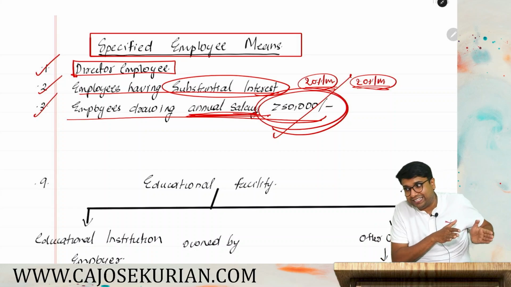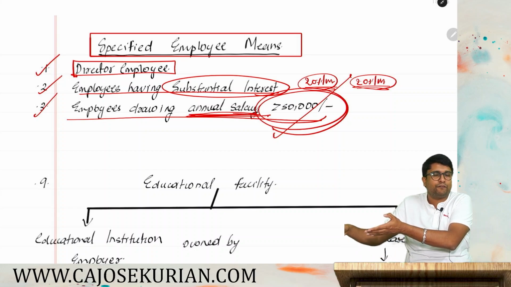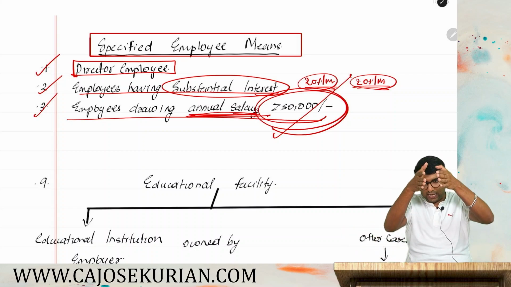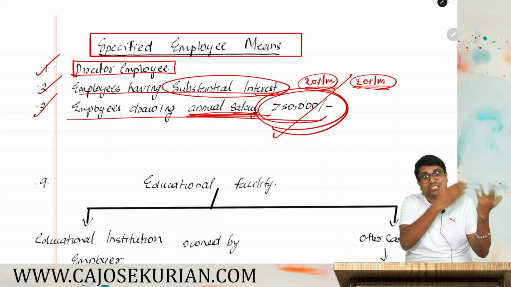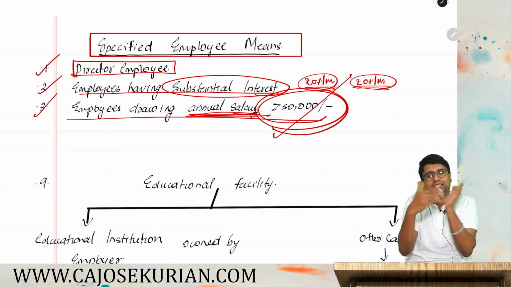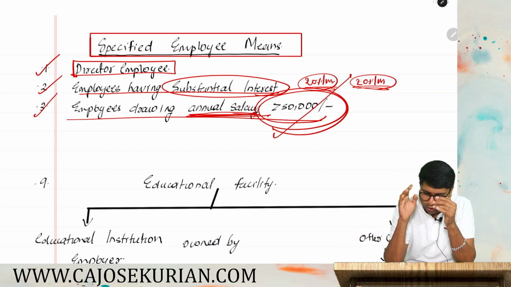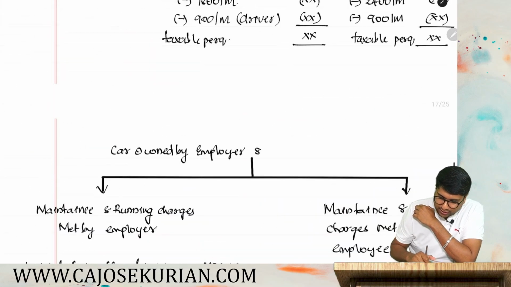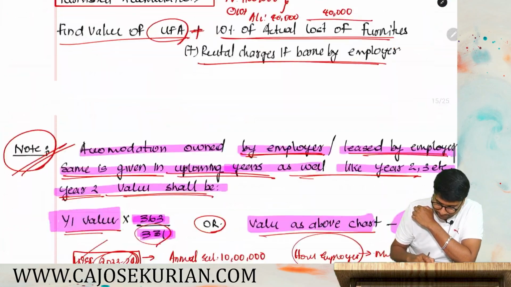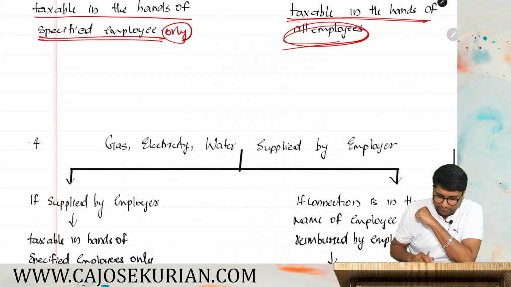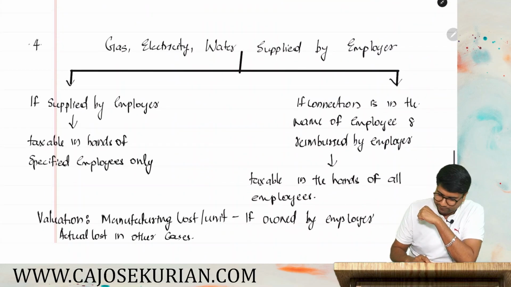Appointed by the employer and given to the employee, taxable only if it is a specified employee. Appointed by the employee himself and asked for the salary from the employer or reimbursed by the employer, then it will be taxable in the hands of all employees as well. And that's how you should remember that. This theory will actually help you to remember that particular concept.